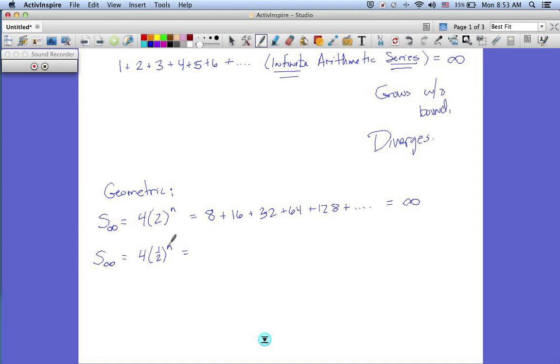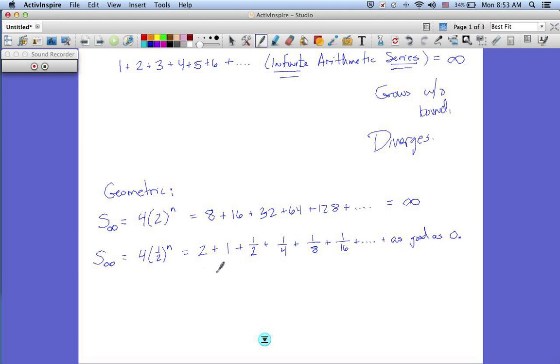Okay, fine. Plug a 1 in. 4 times a half is 2. Plug a 2 in. 4 times a fourth is 1. Plug a 3 in. 4 times an eighth is a half. Well, this is interesting. The numbers are getting smaller and smaller and smaller. Eventually, these numbers will be as good as 0. Think about what that means.